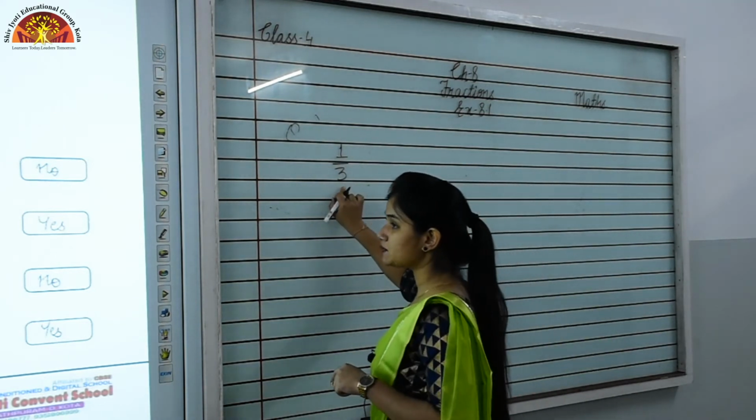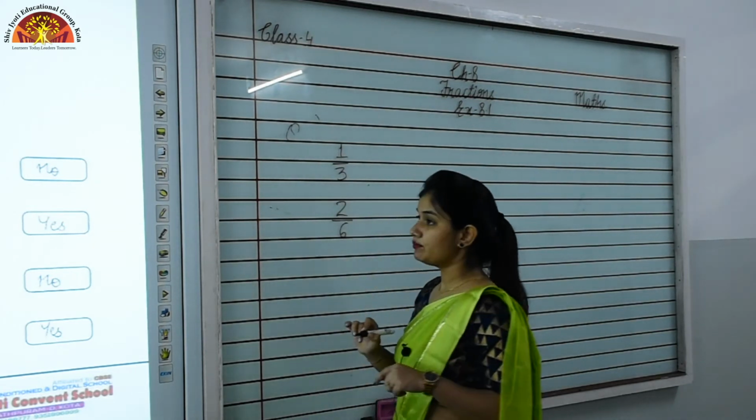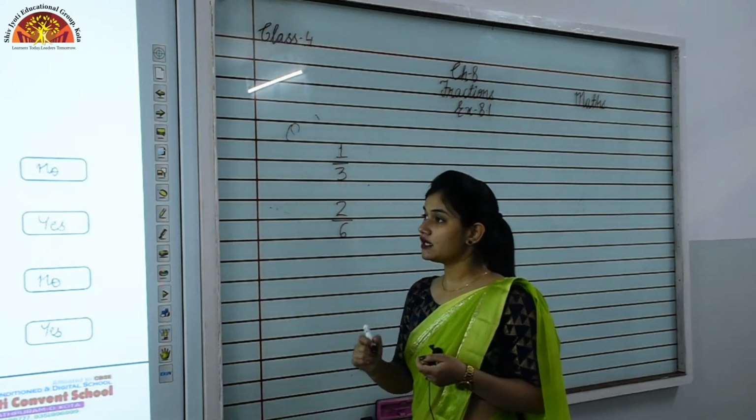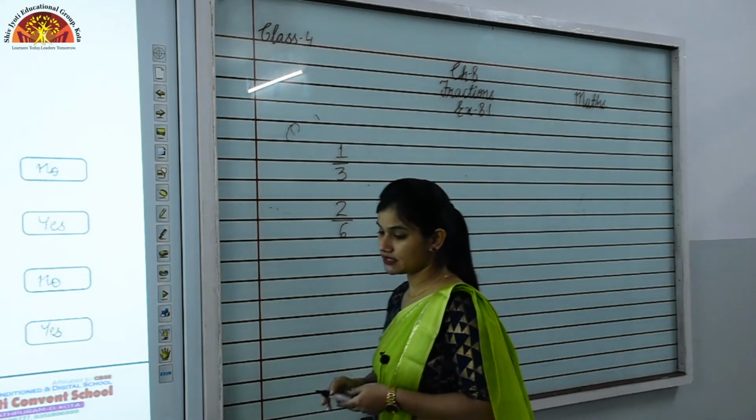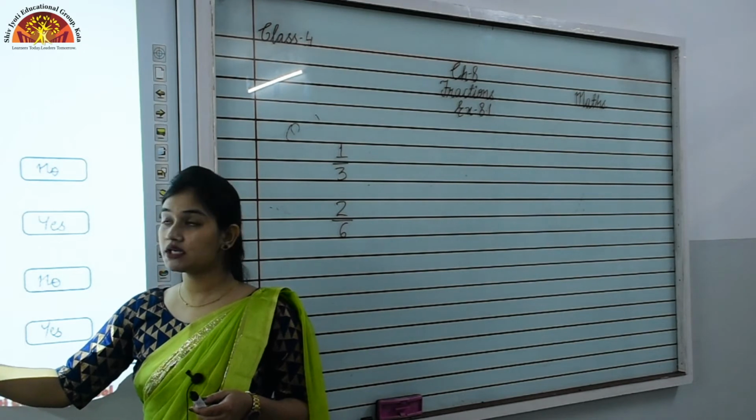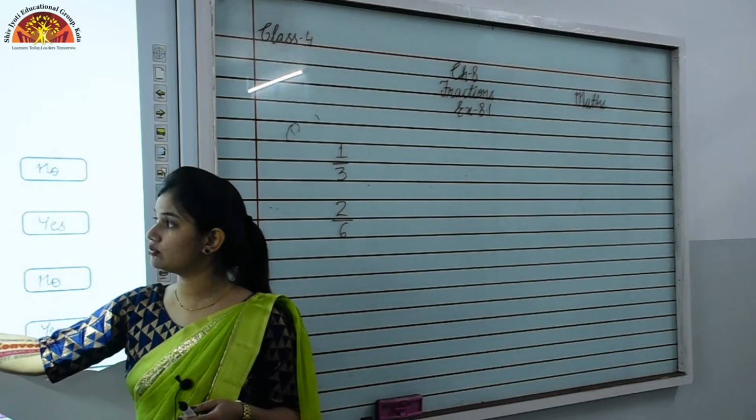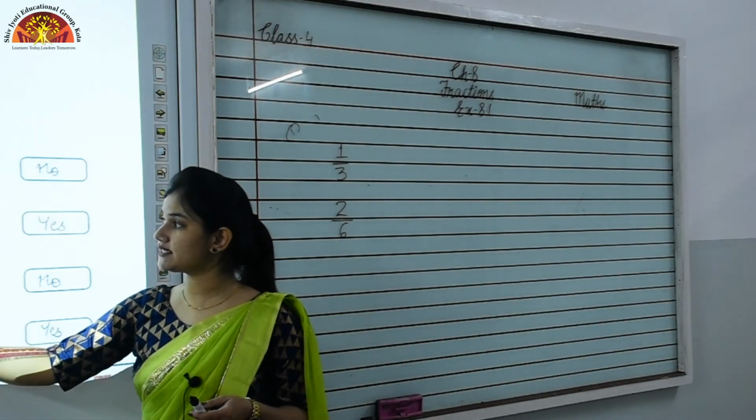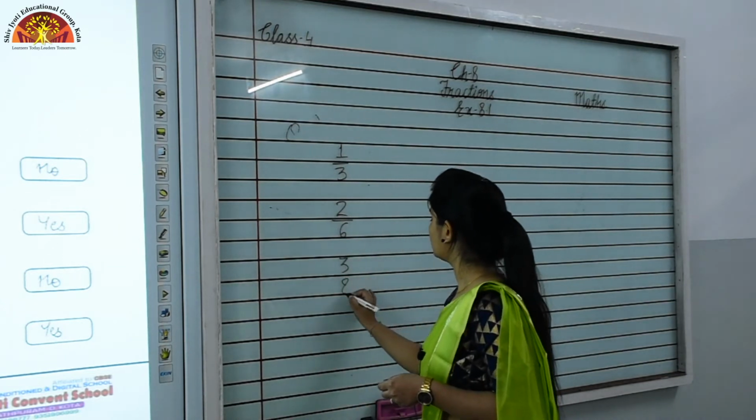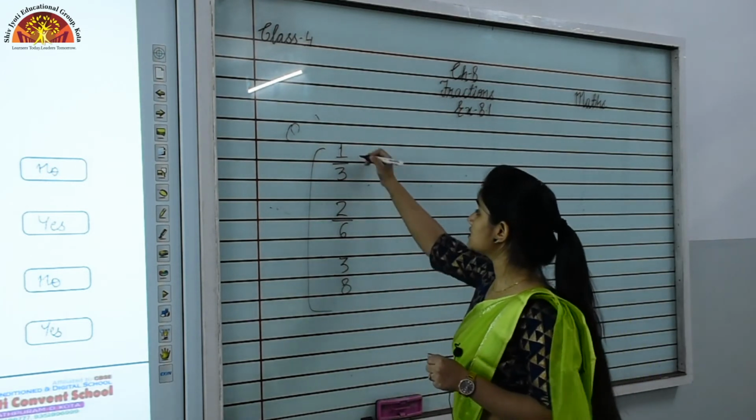Now you can see the next picture, the fraction will be 2 upon 6 because two parts are colored and the total number of parts are 6. Now you have to observe the last part. In the last part you can see 1, 2, 3 parts are colored and the total number of parts are 1, 2, 3, 4, 5, 6, 7, 8. Total number of parts are 8. So now we have to check whether these fractions are equivalent or not. So this is the main fraction.